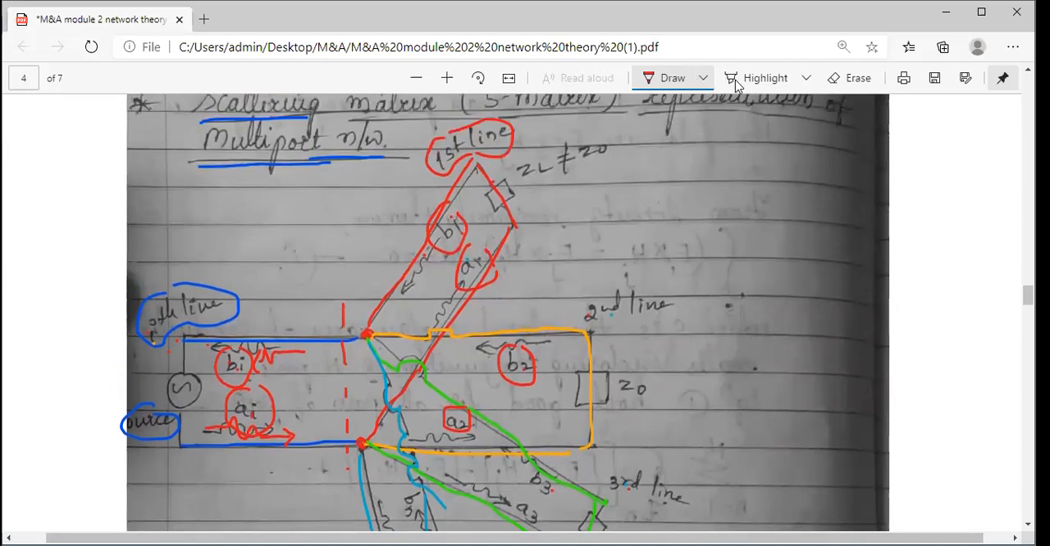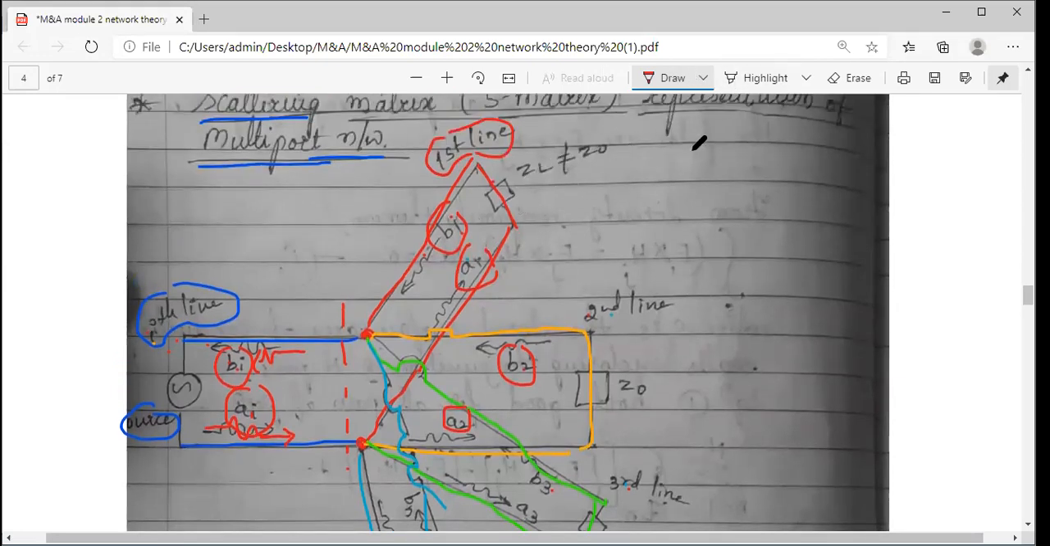If you see in each of these lines, I have indicated these A's and B's, right? So in A_i, the suffix i indicates any number from 1 to n. For the first line this will become 1, for the second line it will become 2, for the third line it will become 3, and for the nth line it will become n. Okay, hope the structure is now clear to you.